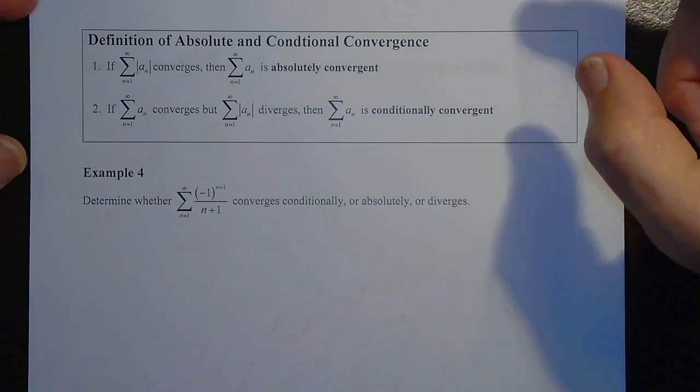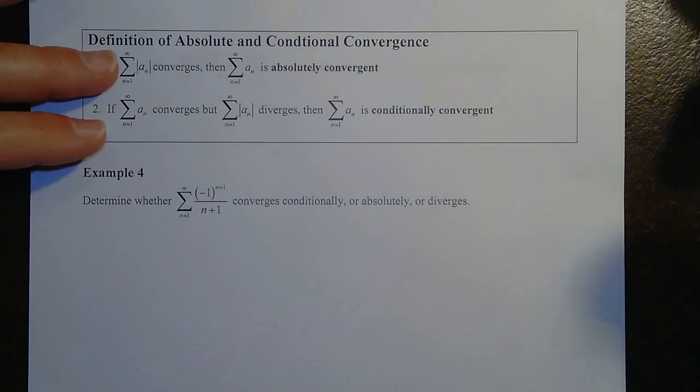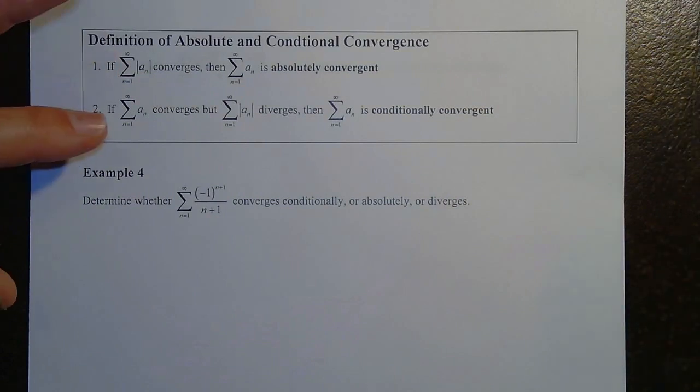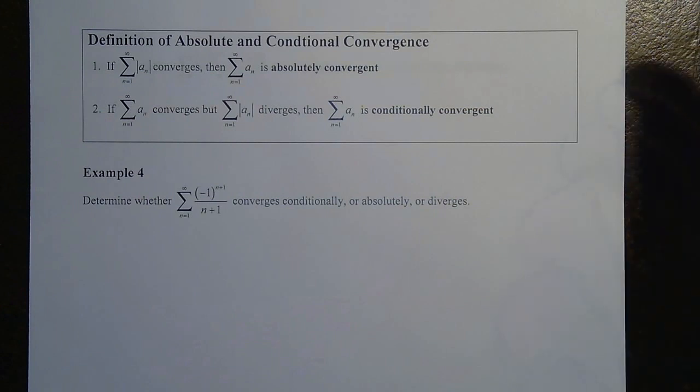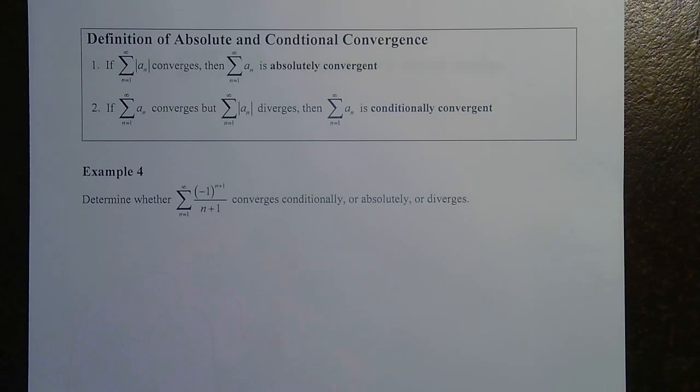Okay, and then the other thing that could happen is that you take the absolute value and that one diverges, and then a sub n also diverges, right? Because that could happen, and that doesn't mean anything. All right, it just means everything diverges. All right, so let's take a look at this, and remember, this is a good idea to see if a series converges.